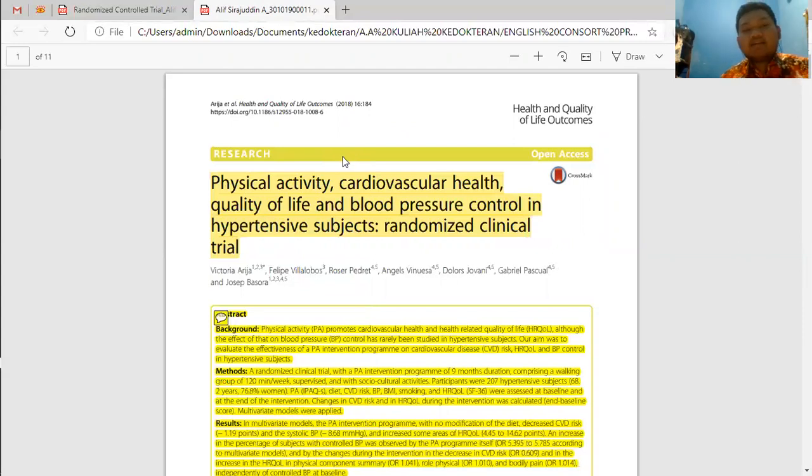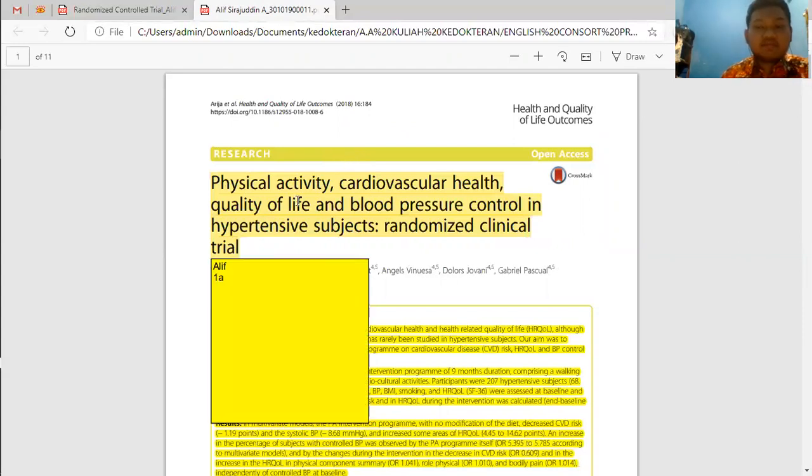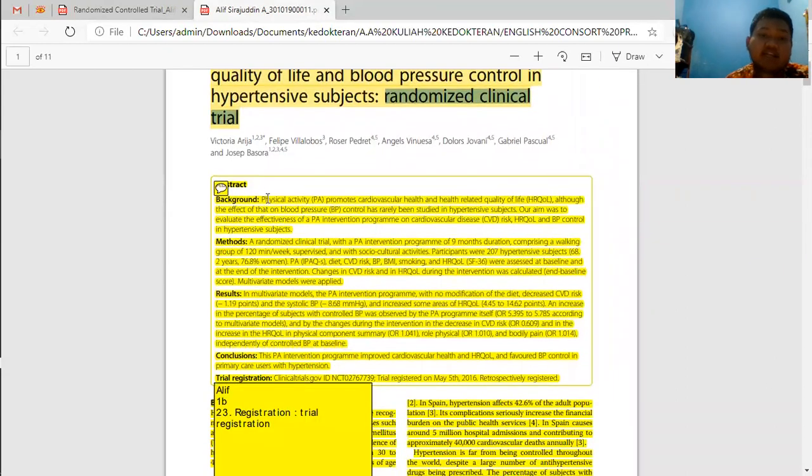So next one is the second journal article. It starts with the title and abstract. The first is the title, item 1A. 1A is about the identification as a randomized trial in the title. So include the words randomized clinical trial, so we can identify that it's an RCT journal, right?